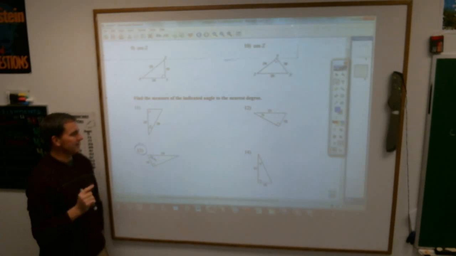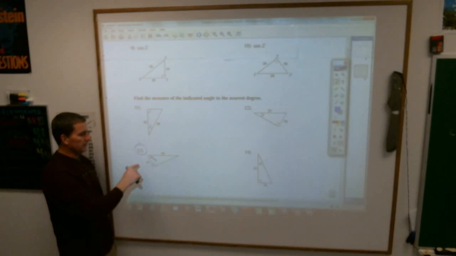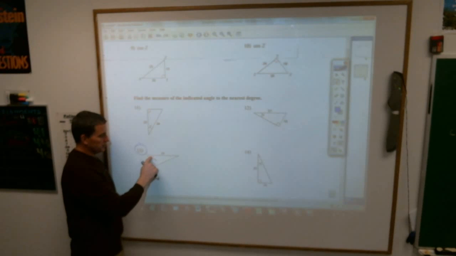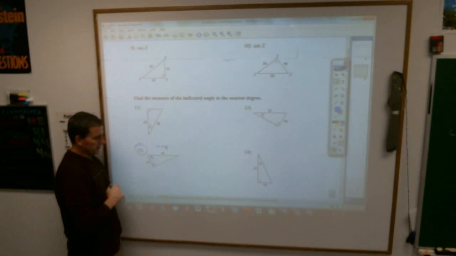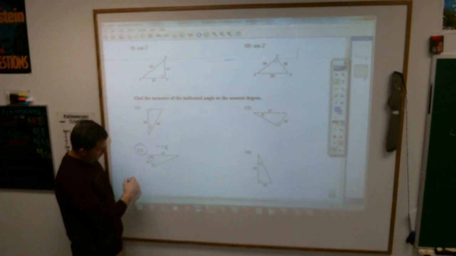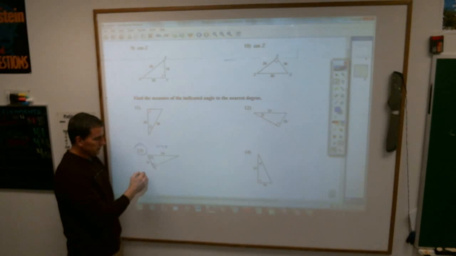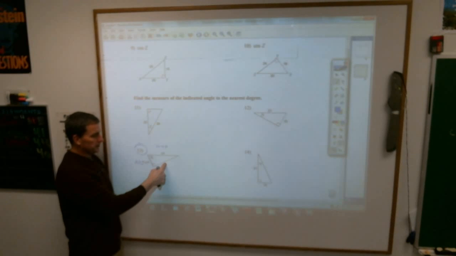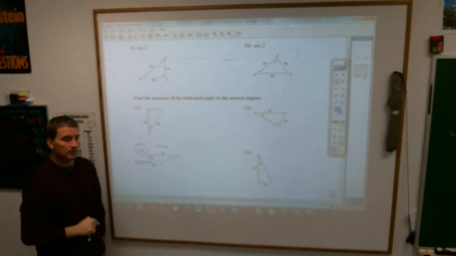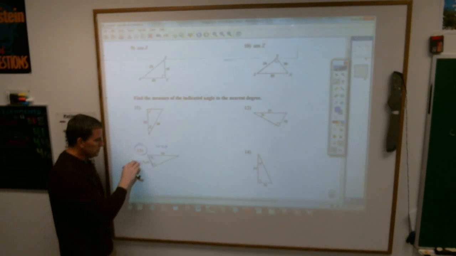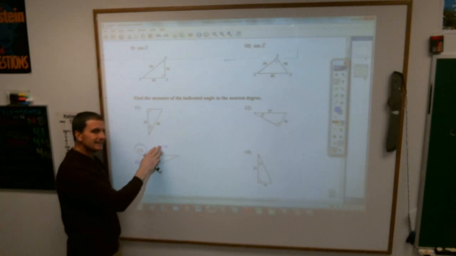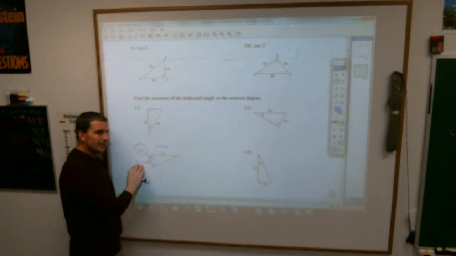Okay, so you're going to have to look at the sides that they give you. What sides did they give you with the question mark? They give you this one, which is the hypotenuse, the longest side, correct? And they give you this side, which is the adjacent side, correct? You don't know what the opposite side is. So you have to think in SOHCAHTOA, which one of those three has adjacent and hypotenuse in it? Cosine has adjacent and hypotenuse.